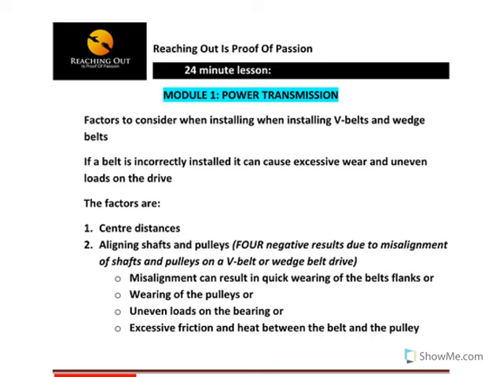The factors that you must consider whenever you are installing this belt: you must consider the center distances. Aligning shafts and pulleys, that's the second factor. The first one is center distance. The second one is aligning shafts and pulleys to avoid misalignment.